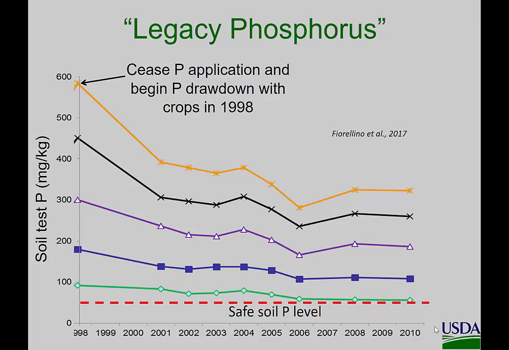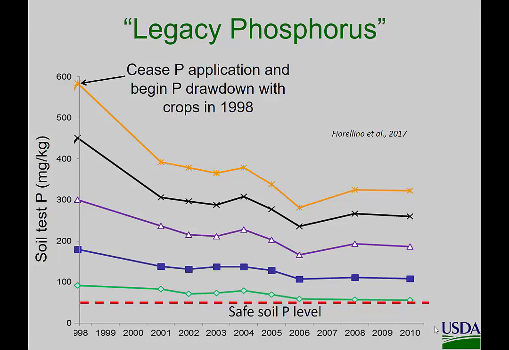So here we have soils that were brought up all the way up to 600 milligrams per kilogram Mehlich 3, and all phosphorus applications were ceased. We're not even applying phosphorus anymore. And then start the drawdown process. So it was a corn, wheat, beans rotation, and monitor the decrease in soil test phosphorus for years afterwards.